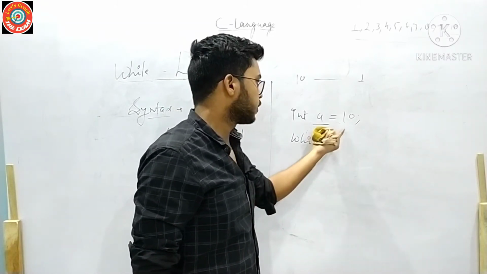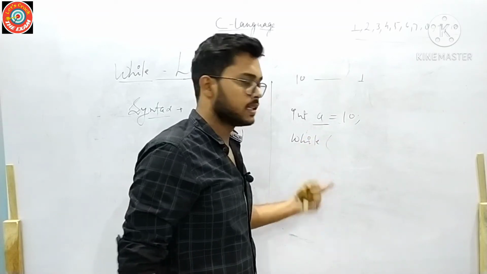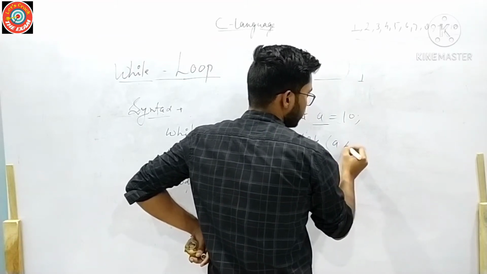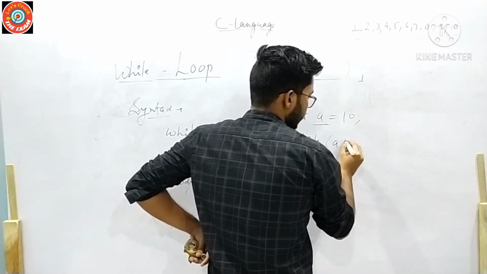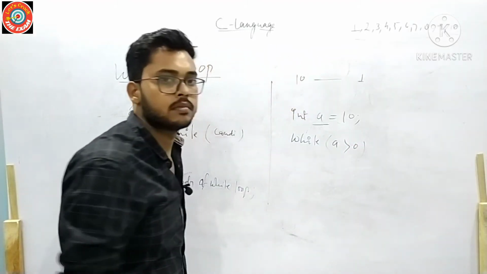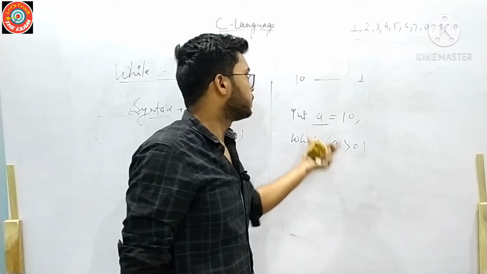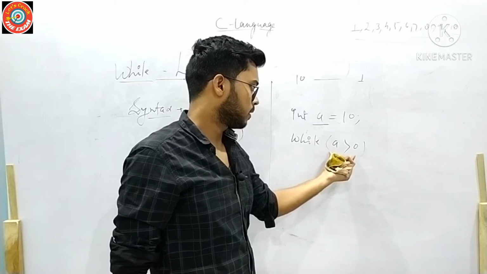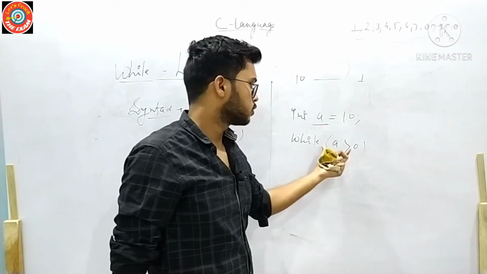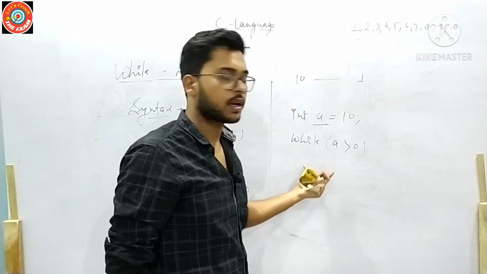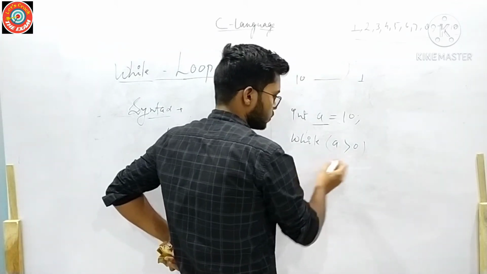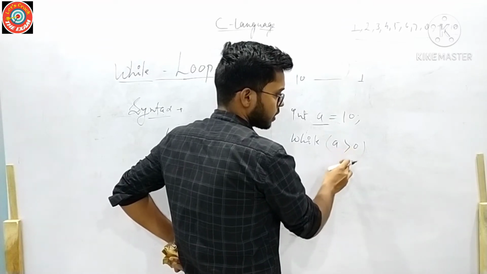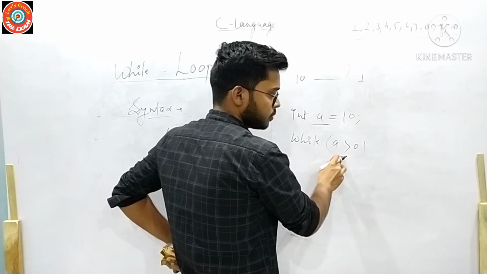The condition for executing the while loop is that the value of a should be, sorry, greater than 0, because we want to print 10 to 1. When the value of a becomes 0, the while loop will stop. We don't want to print 0, so we don't use equal; we don't use greater than or equal to 0. We only use a greater than 0.